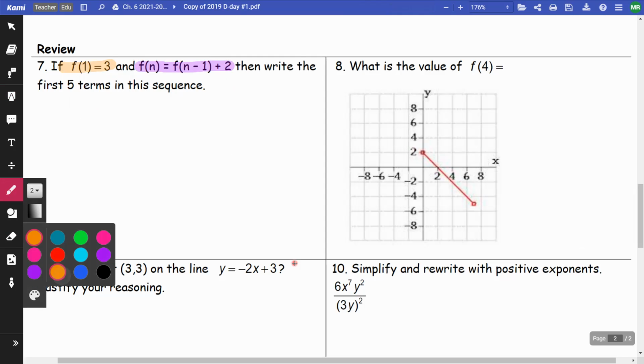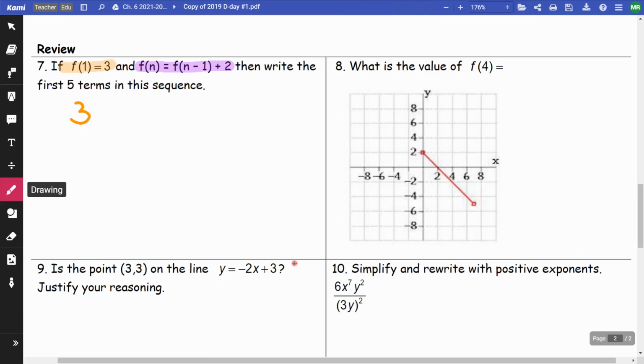So the first term is going to be 3. And then again, because of that plus 2, I'm adding 2. So I get 5 and I add 2, 7 and I add 2, 9 and I add 2, 11. Those are my first 5 terms of the sequence.